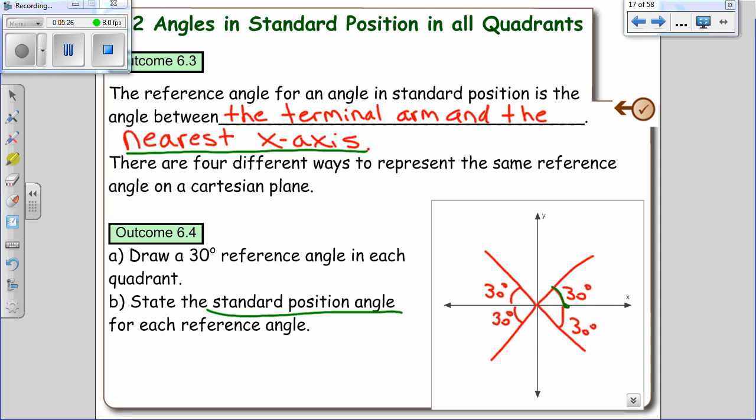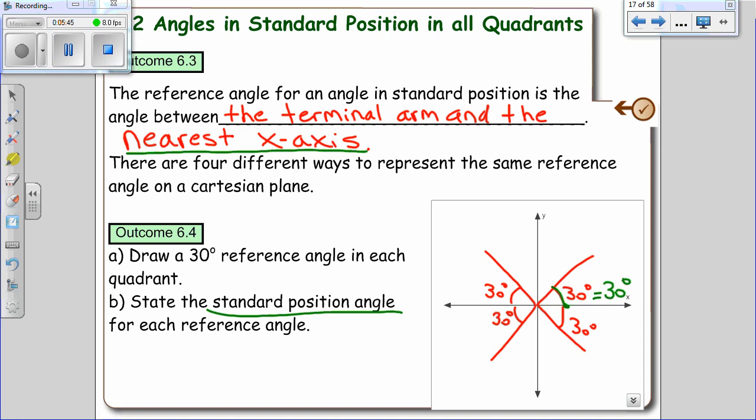In quadrant 1, the standard position angle is 30 degrees. It's the exact same as the reference angle. That's why yesterday, or 6.1, was a little bit easier, because our reference and our standard position were the same thing. We weren't having to mix the two definitions together.